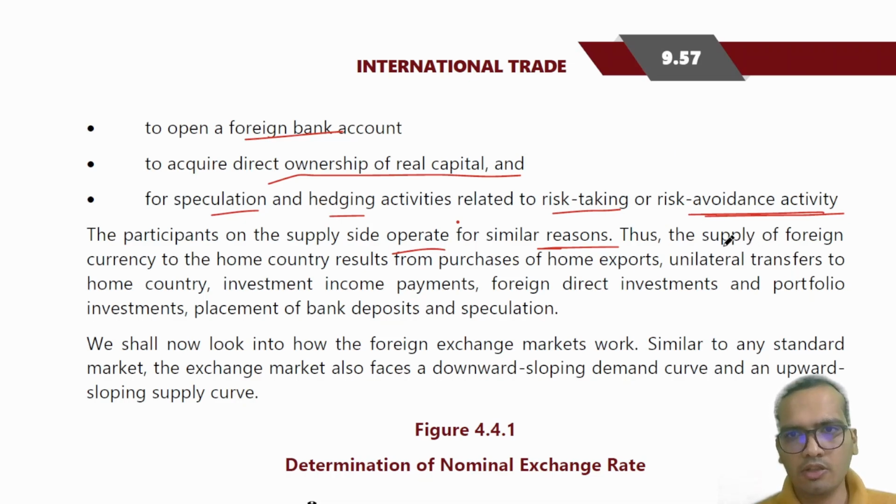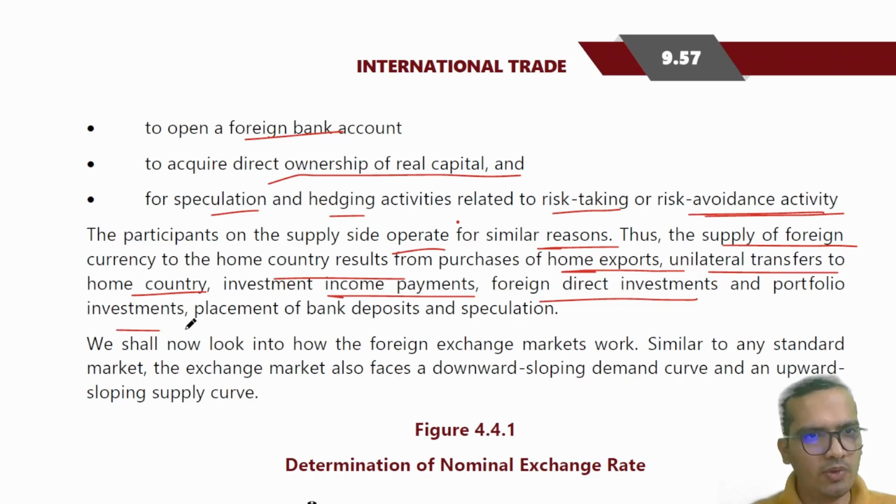Thus, the supply of foreign currency to the home currency results from foreign purchase of home exports, unilateral transfers to the home currency, investment income payments, foreign direct investment and portfolio investment, placement of bank deposits, speculation. We shall now look into how the foreign exchange market works. Similar to any standard market, the exchange market also faces a downward sloping demand curve and an upward sloping supply curve.